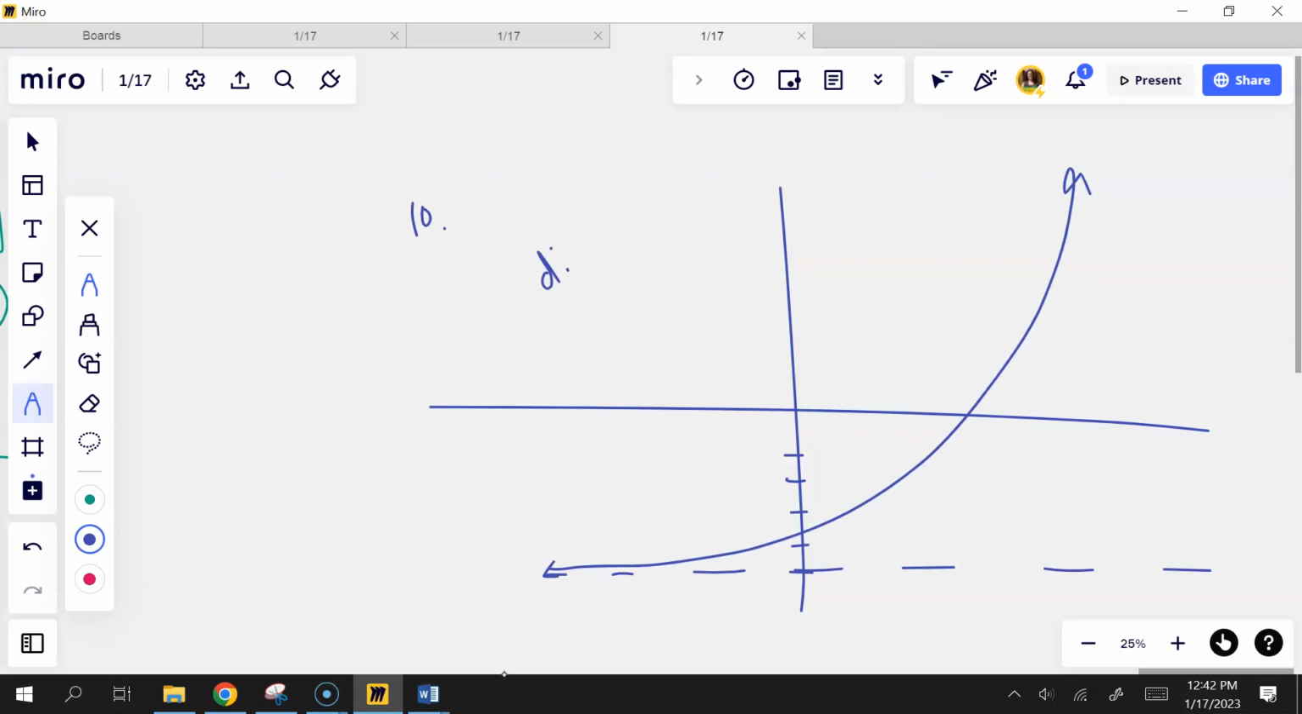How about domain? Good job. How about range? Bracket, parentheses. It's always a parenthesis. Yep, because by definition, it can't cross the asymptote. Right. Try 11 on your own.